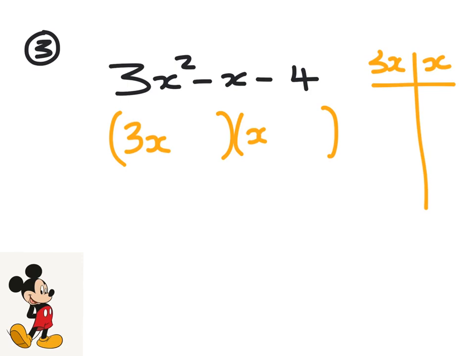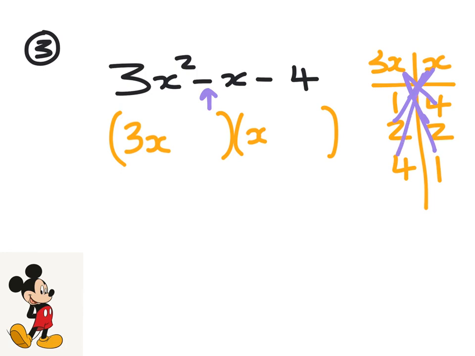Next thing we do is we look at this number 4 here and think, how can we generate a 4? Well, 1 times 4, 2 times 2, or 4 times 1. Next stage from there is to cross multiply. So what's 3 4s and 1 1s? Can that make the negative 1 in the middle? What about 3 2s and 2 1s? Can that make the negative 1? What about 3 1s and 4 1s? Can that make negative 1?